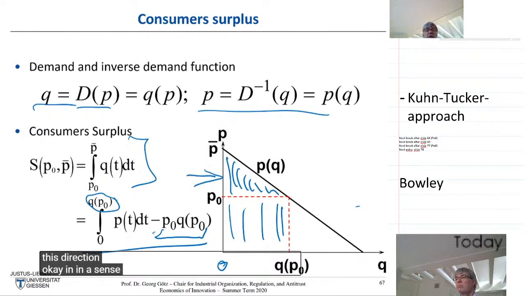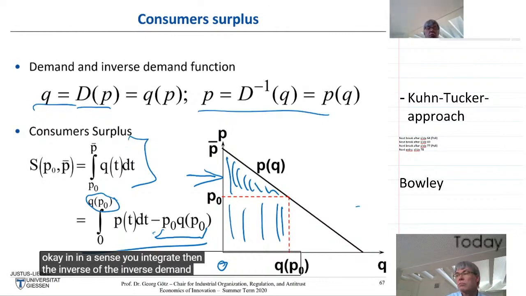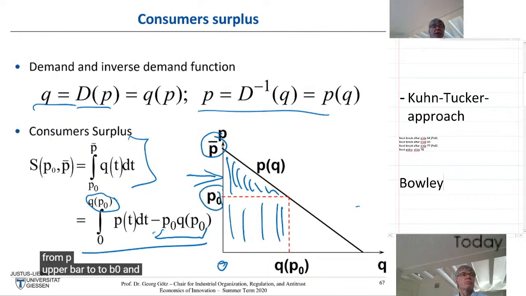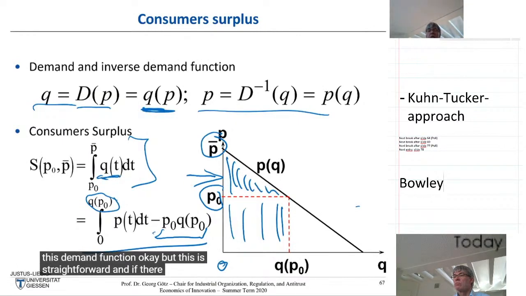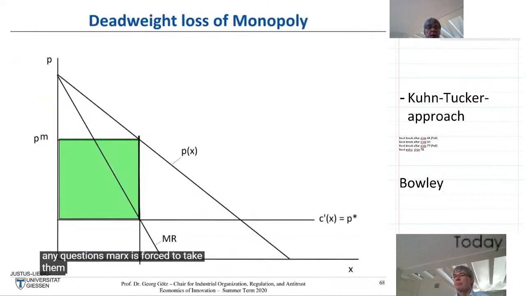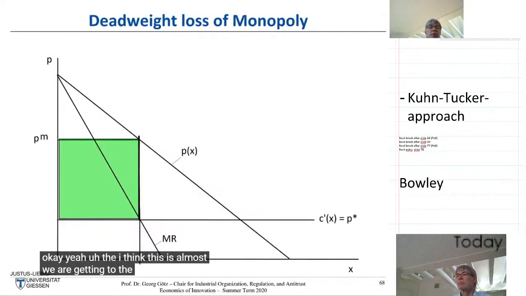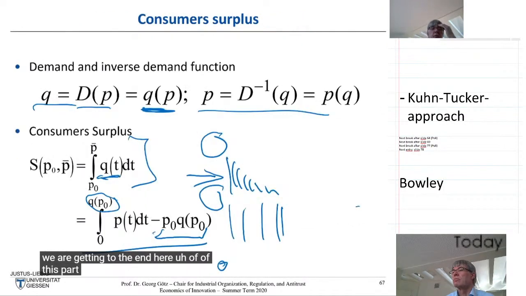Okay, in a sense, you integrate then the inverse of the inverse demand function, so the demand function, and you do the integral from P upper bar to B0 and the here demand function, which would be up here, this demand function. Okay, but this is straightforward, and if there are any questions, Max is forced to take them. Okay, I think we are getting to the end here of this part.